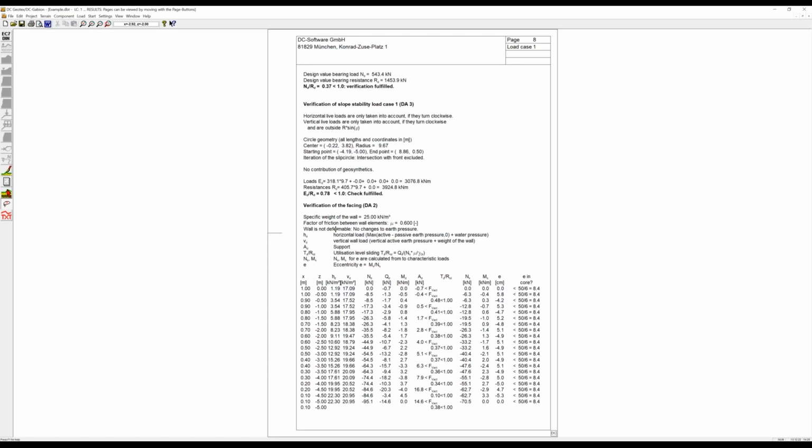And finally, the verification of the facing, which means for every block that we defined, we have an additional check if there is some sliding problem, if the force of the geosynthetics, the support force, is sufficient to take the loads from earth pressure on the wall. And here for the overturning between the single blocks, there is no problem as well. So all the verifications are fulfilled.